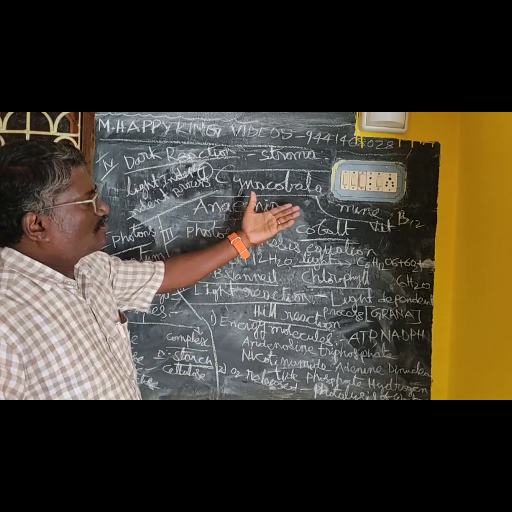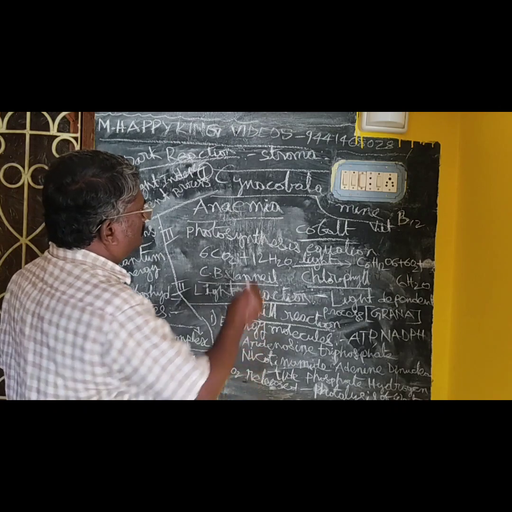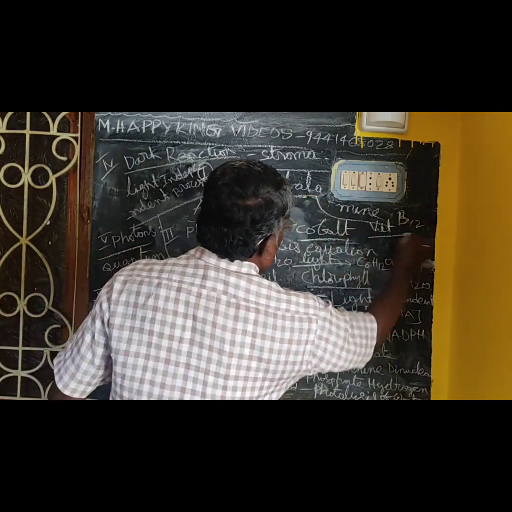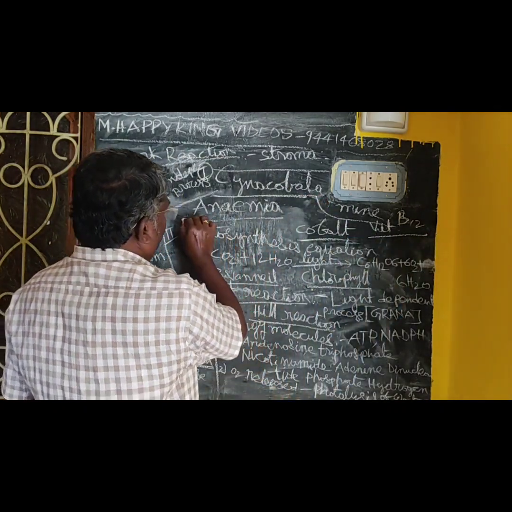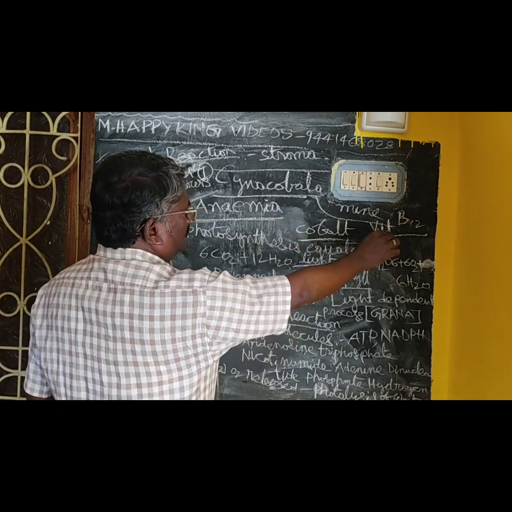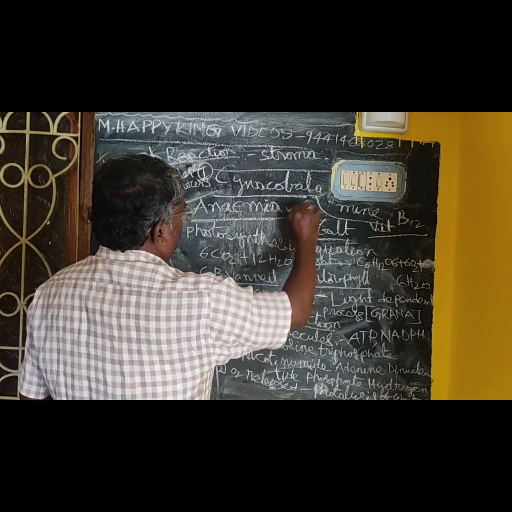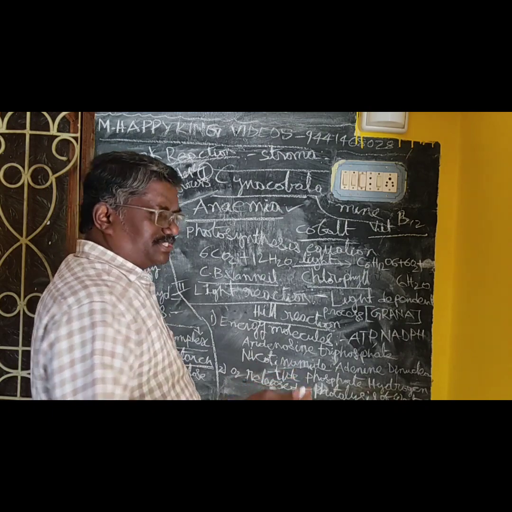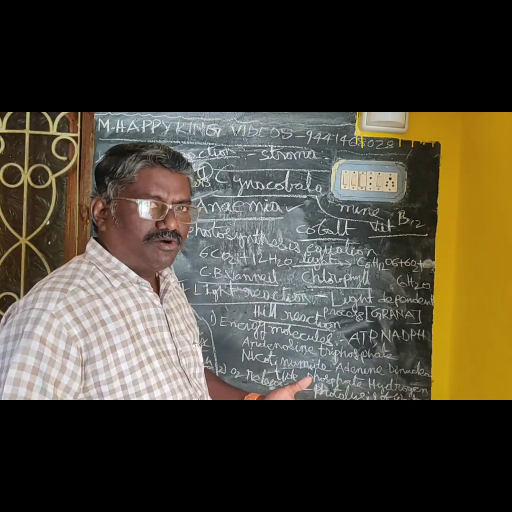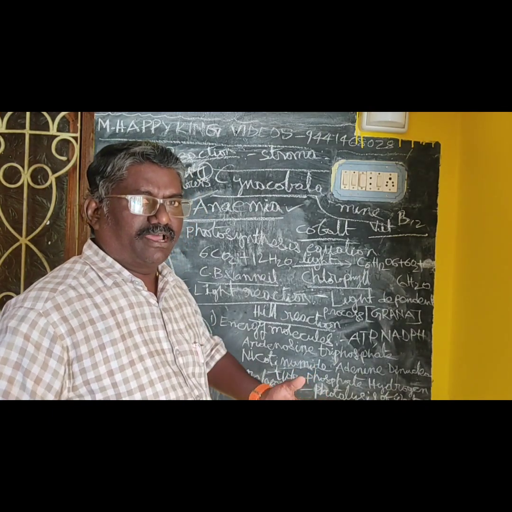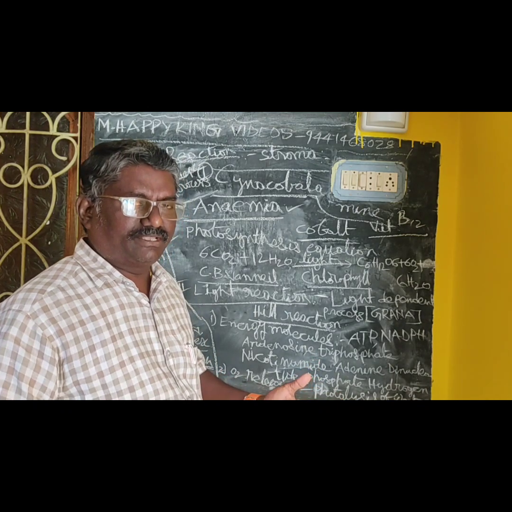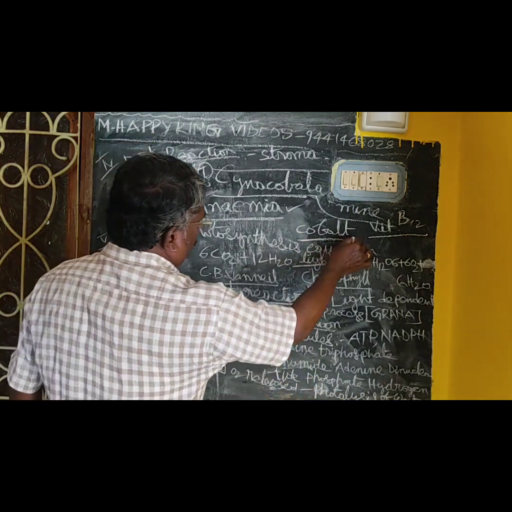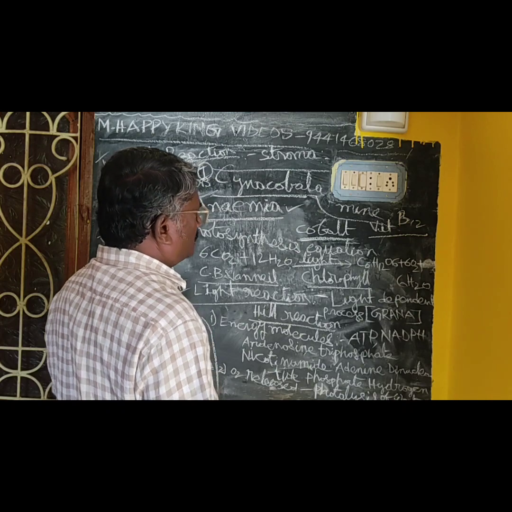Cyanocobalamin is called vitamin B12. Deficiency of vitamin B12 leads to anemia. Anemia means a low number of red blood cells in the blood. The metal in cyanocobalamin is cobalt.